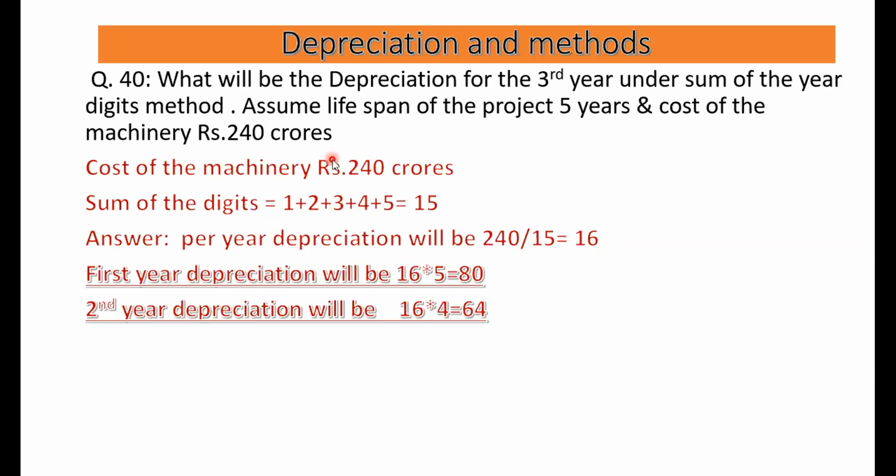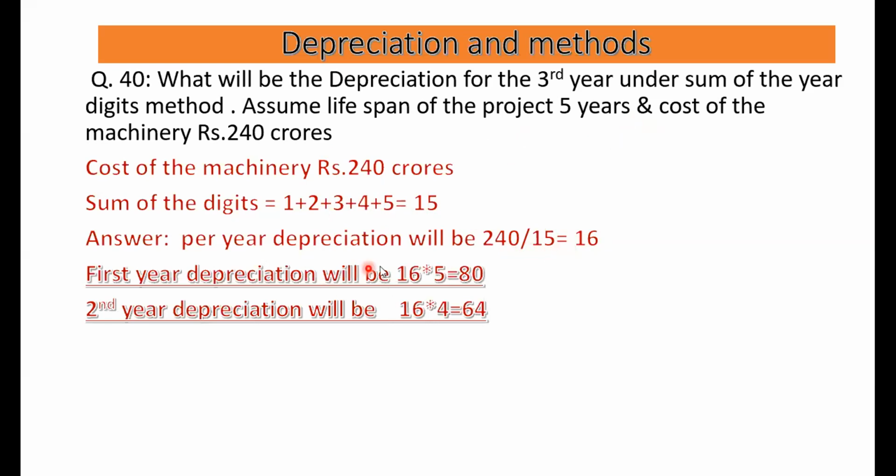So the 240 is for the entire 5 years. 240 divided by 15, so the weightage for 1 year you will get. 240 is the value of the machinery. The 15 is the sum of the digits, a different method. For 5 years it is 15. Suppose 7 years, 6 plus 7 will be added. Easy. 240 divided by 15, per year 16.